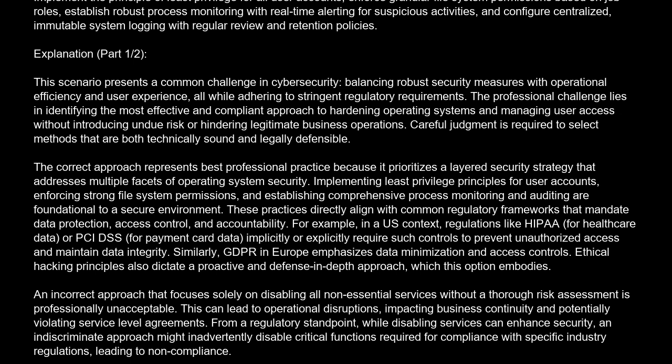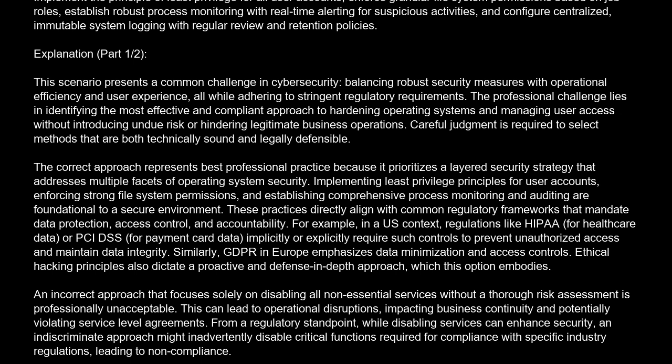For example, in a U.S. context, regulations like HIPAA for healthcare data or PCI DSS for payment card data implicitly or explicitly require such controls to prevent unauthorized access and maintain data integrity. Similarly, GDPR in Europe emphasizes data minimization and access controls. Ethical hacking principles also dictate a proactive and defense-in-depth approach, which this option embodies.